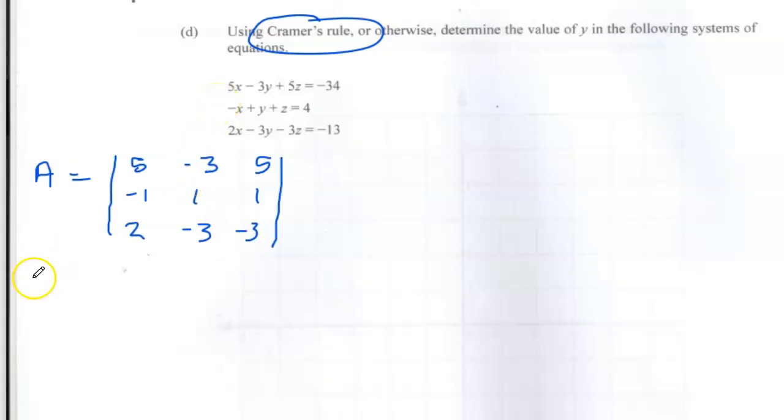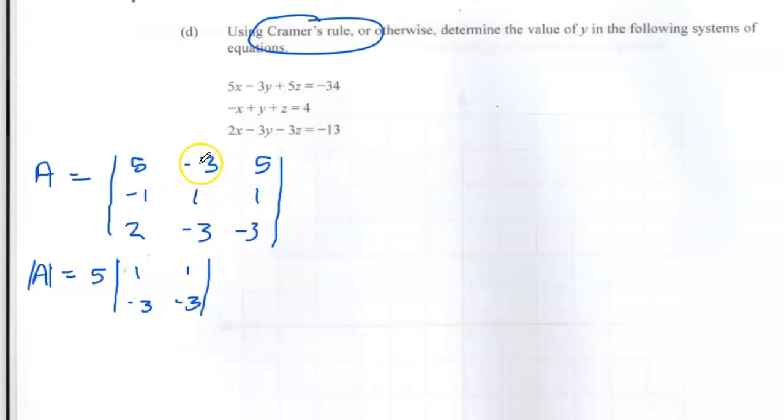So the determinant of A, we're going to use the top row. So we take the top row, so 5. It's the top row times its cofactor. And to get the cofactor of 5, you simply draw a line through the 5, through the row that it's in, through the column it's in, and you're left with 1, 1, negative 3, negative 3.